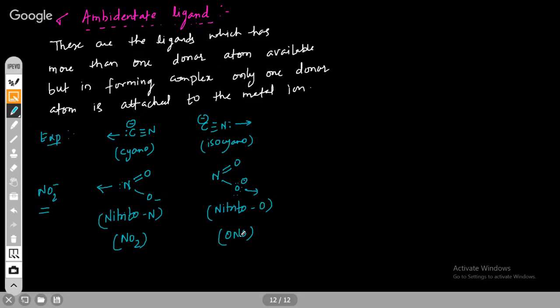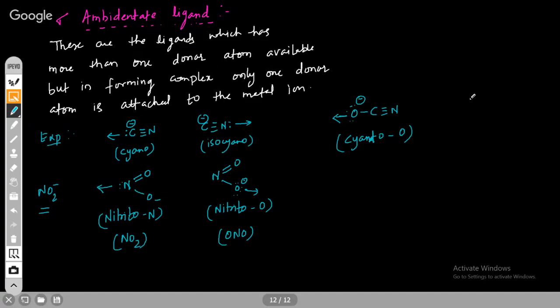Is it clear? Another example, one more example. If you have O, C, triple bond N, negative charge, when oxygen is donating electron, we call it cyanato-O. Cyanato-O when oxygen is donating electron.